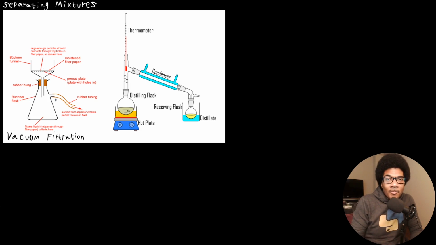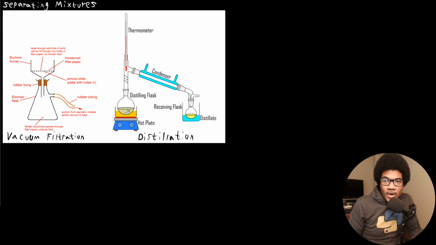This is also a physical separation technique, right? So again, even though it's not a technique where you're just physically separating stuff with your hands, this is also a physical separation technique. The other technique is called distillation.